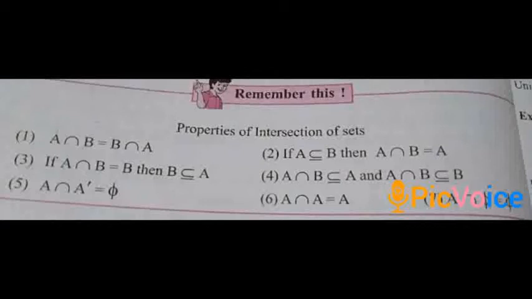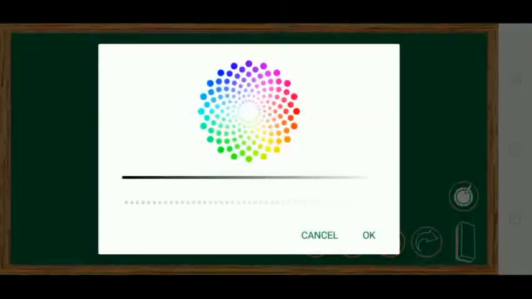It is a misprint. Then A intersection A will be A itself. Okay? And A intersection phi will be phi. You take A and you take an empty set. What will be common in both? Nothing. So A intersection empty set will be again an empty set. Now let us see what you mean by disjoint sets.